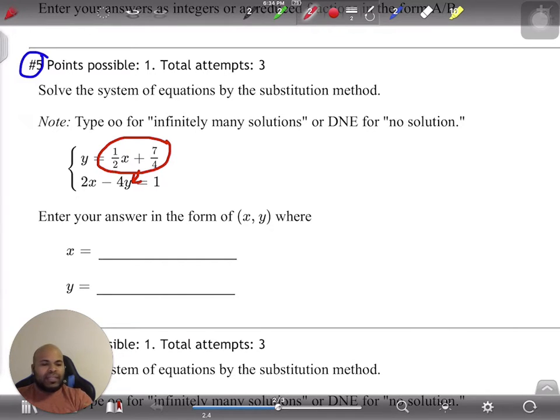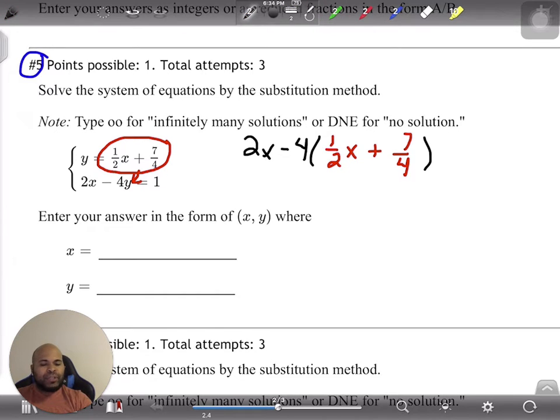Let's do it. I have 2x minus 4. I'm going to open a parentheses. I'm going to write whatever that is: 1/2 x plus 7 over 4. Close the parentheses, equals 1. So I rewrote the second equation, but instead of writing y, I wrote what y equals.